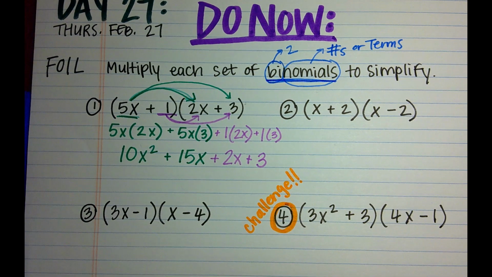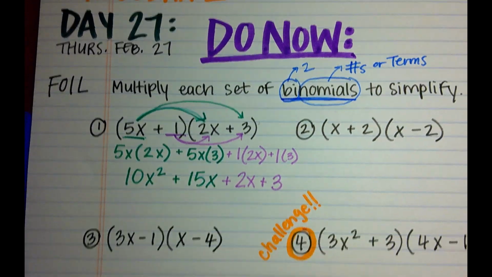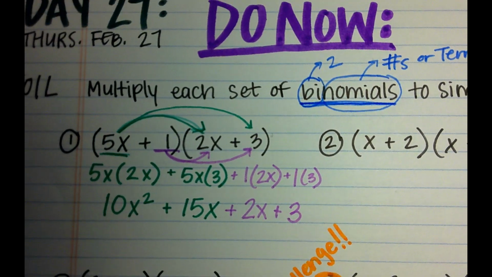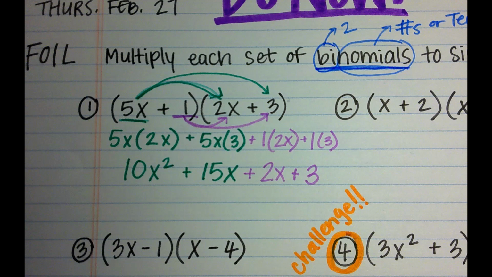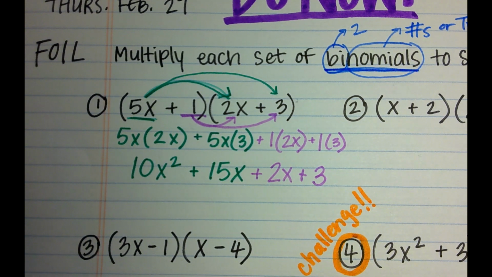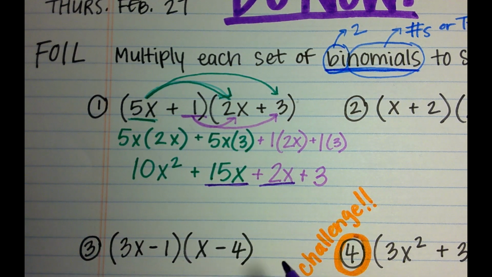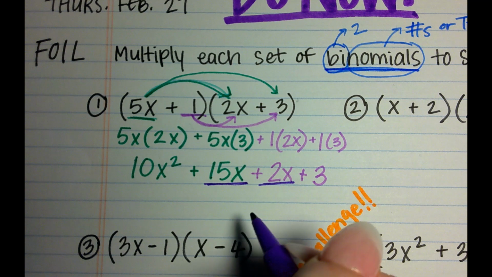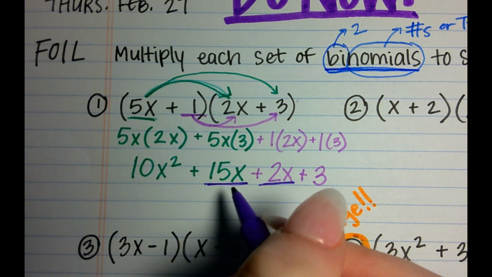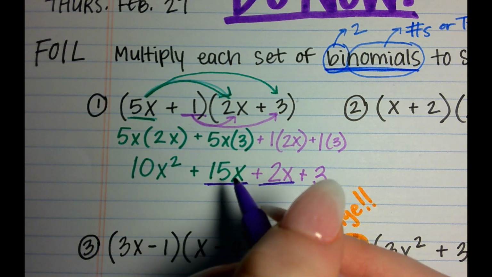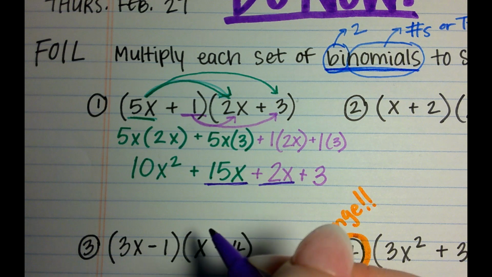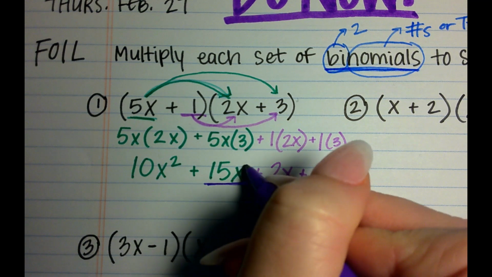All right. So we did the hard part. We did the FOIL. Now I'm going to go to the 15x and the 2x and underline because we're going to combine that. 15x plus 2x will combine. And what will that give us? 17x. I'm sorry, I counted wrong. 15, 16, 17. My bad. 17x.